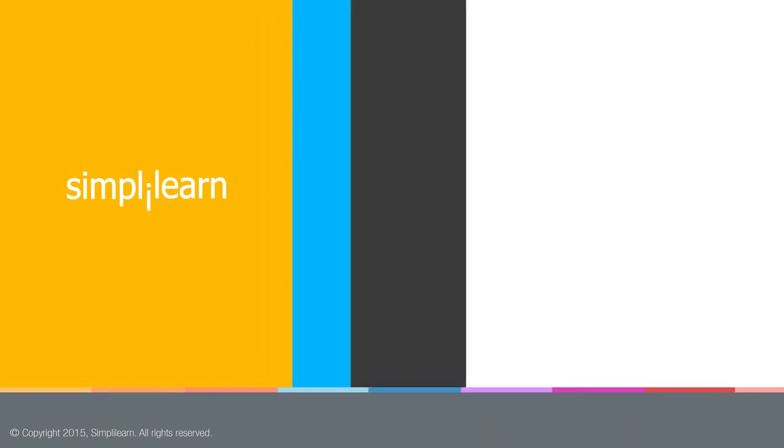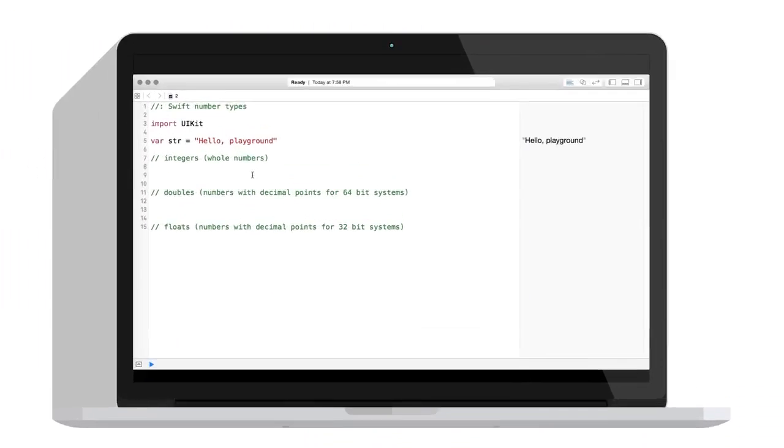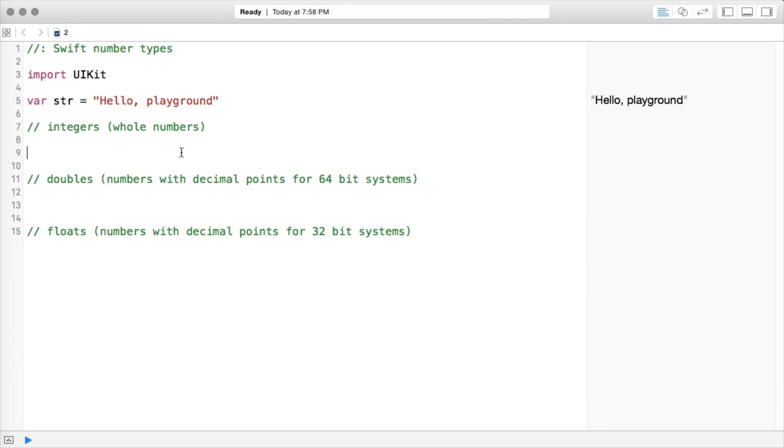In this video, we're going to talk about number types in Swift, and there's basically three different number types. You have integers, floats, and doubles, and we're going to take a look at all three of those right now. So let's jump over to a playground and we'll do just that. Okay, so we're in our numbers playground here, and we're going to talk about integers, doubles, and floats.